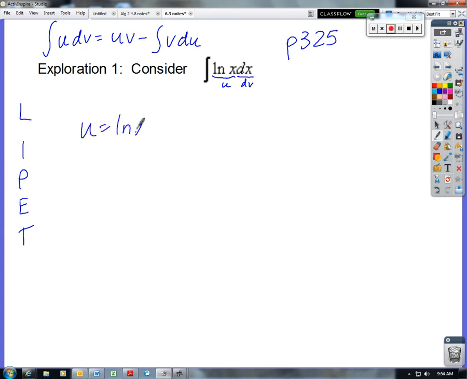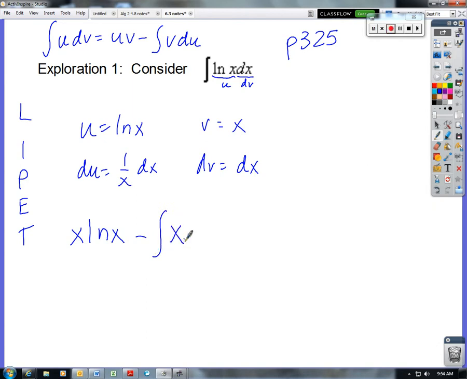U is natural log of x, so right away I take the derivative. That's 1 over x dx. Then over here I need v and dv. dv is going to be just dx. The integral of dx is x. So now we can use the formula: u times v, natural log of x times x, minus the integral of v du, which is 1 over x dx.